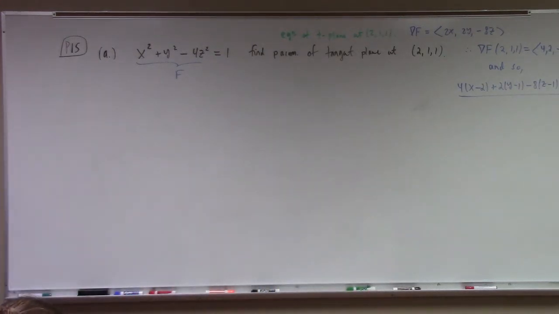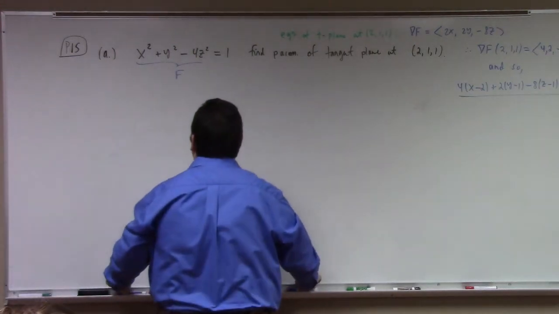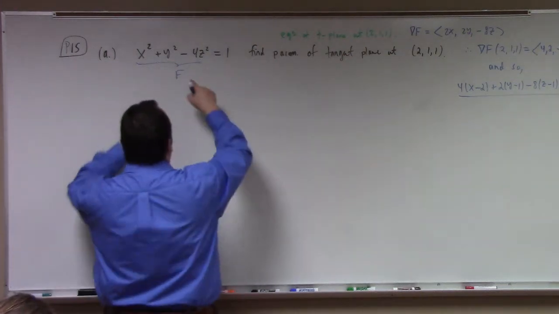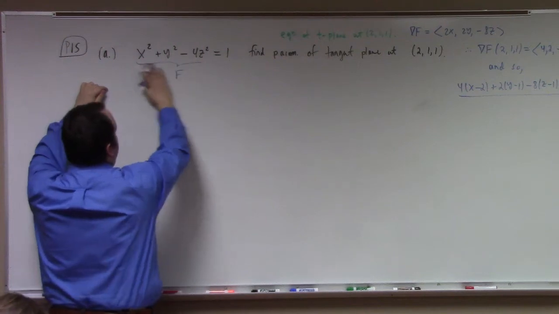We calculate the gradient of the level surface, and we use that to construct the normal, and then we write down our plane with that normal and the given point. But that was not the question, right? What was the question? Find a parameterization of the tangent plane. So that's annoying. The way I wanted to do that here was to come up with a parameterization of the surface, right?